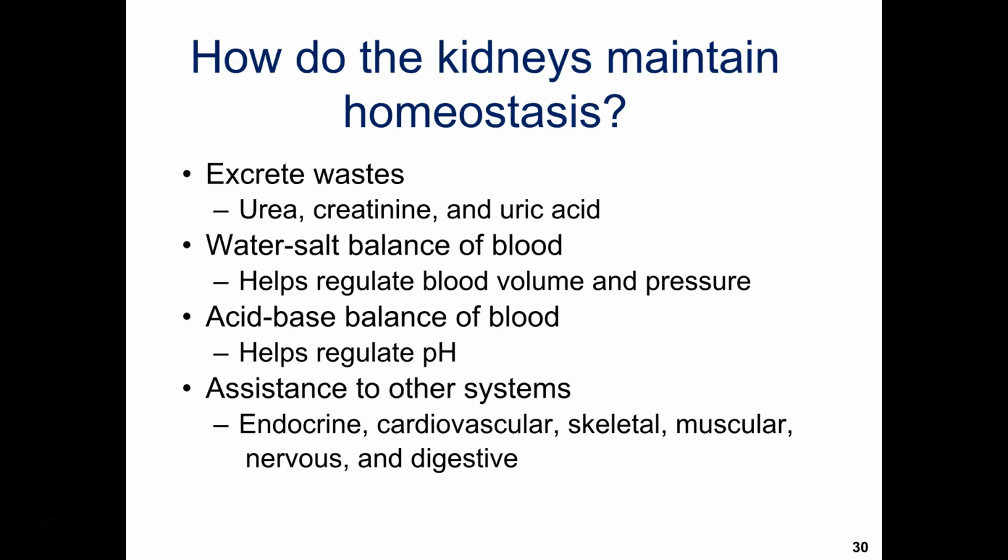So how does the kidney maintain homeostasis? This is one of those points to ponder, or things to think about. Well, you get rid of a bunch of wastes from your urinary system. You remove urea, creatinine, and uric acid. Remember, urea and uric acid are those nitrogen-rich compounds that could be very bad for you, could be very dangerous to have.